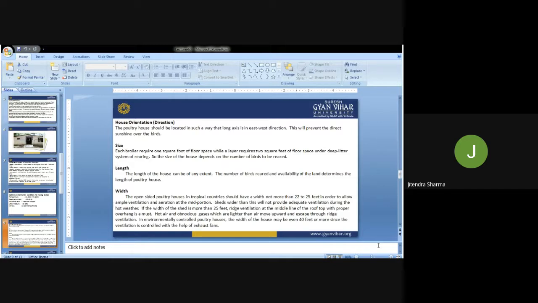Sheds wider than this will not provide adequate ventilation during hot weather. If the width of the shed is more than 25 feet, raise the ventilation at the middle line. If we enhance the width of the house, proper ventilation in the middle of the house becomes very difficult for us. So the width should not be increased. If it is possible, we have to maintain the width of the poultry farm at around 25 feet.